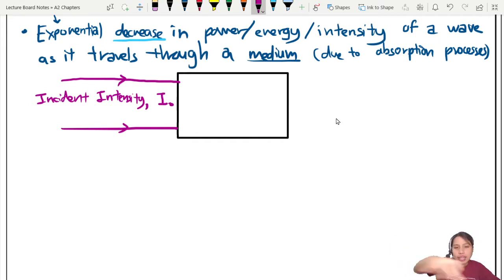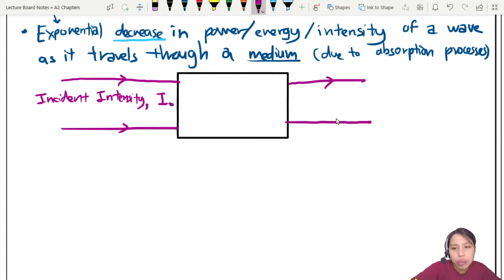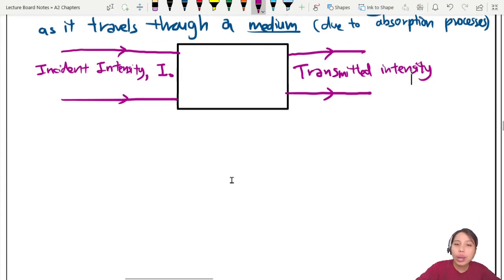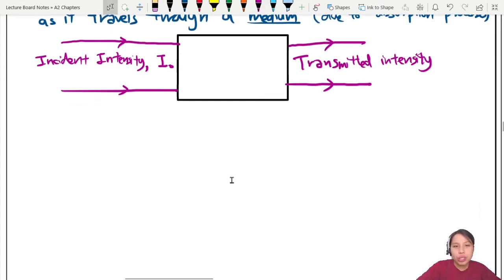N-A-U-G-H-T. Then something happened inside there, and when the X-ray comes out, the transmitted intensity is not so big anymore. So after the X-ray has passed through a certain medium, this is what we call the transmitted intensity. Whatever that is, the intensity that comes out at the end. So what happened in between? The wave gets attenuated.